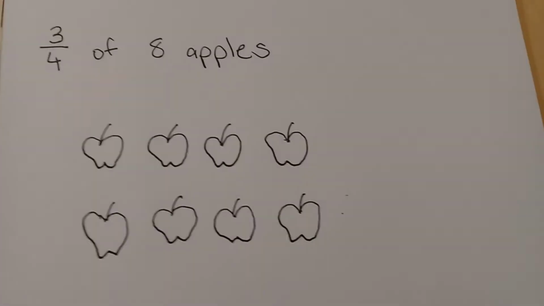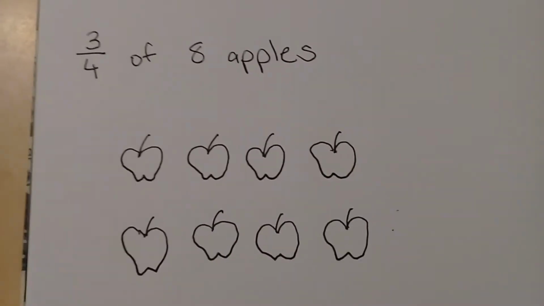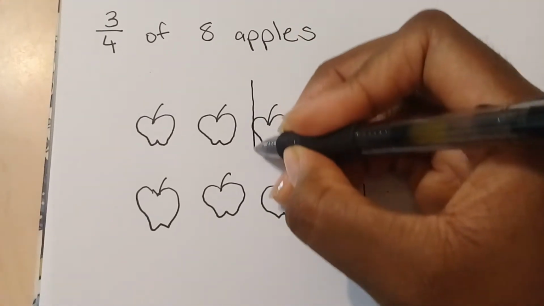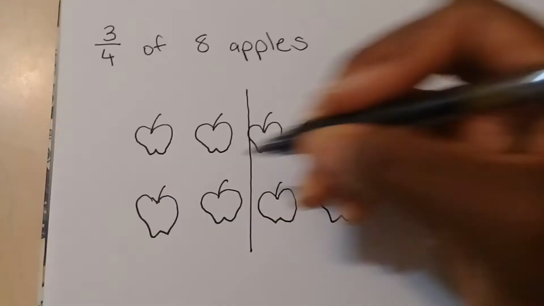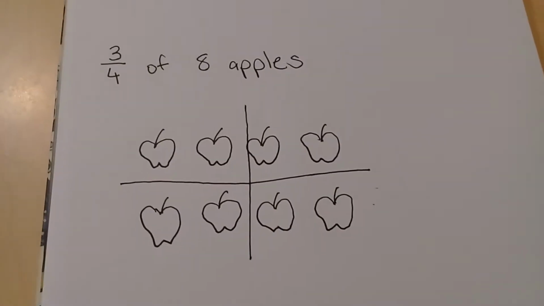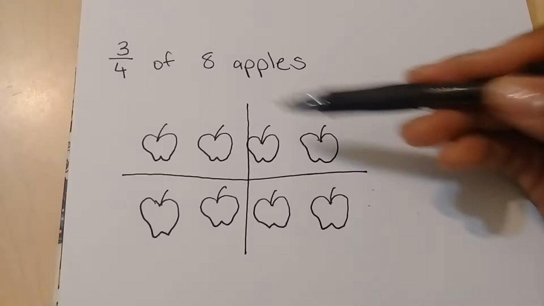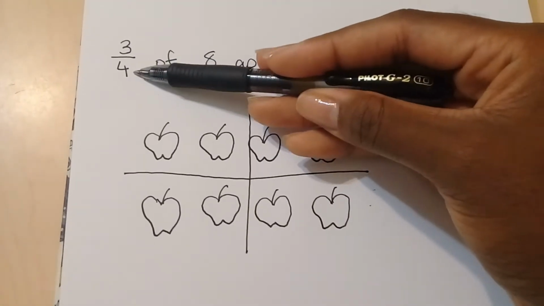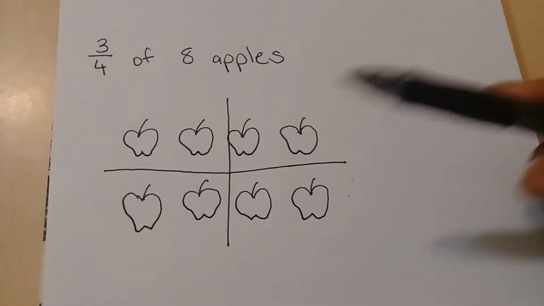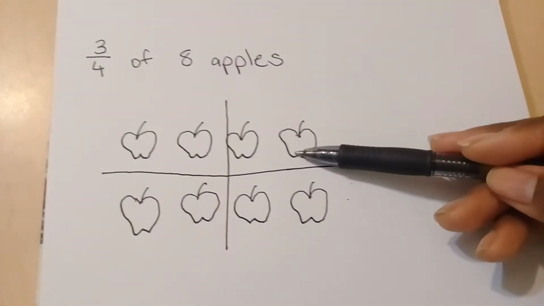Well, I could go about it a couple ways. The first, I could say, let me take the 8 apples and split it into 4 groups. I'm going to split it in half, and then split it down the middle again. So I've split it into quarters because my denominator tells me I need 4 equal groups. 1, 2, 3, 4 equal groups. Each group has 2 apples.